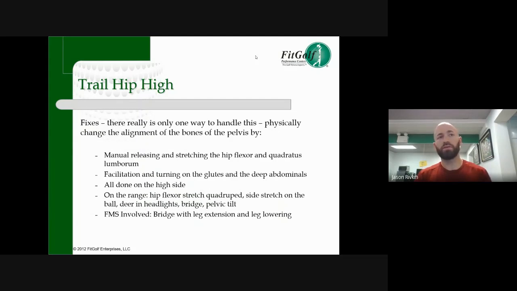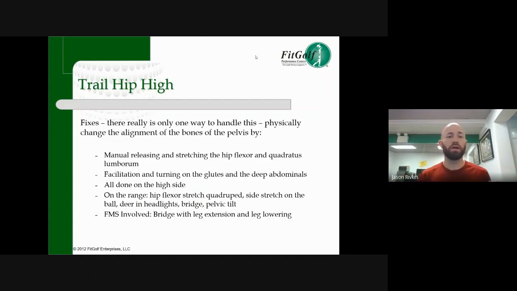Fixes, and Greg is going to go through a couple exercises with you in a moment. As I mentioned, some people, maybe 50% of people, require manual release or massage and manual stretch of those tight tissues, the lower back and the hip flexor. Everybody with this issue is required to strengthen their glutes or activate their glutes and their abdominal muscles. And really, when we're addressing this, it's all done on the affected side. So if we see a trail hip or right hip high, all that work's going to be done on the right side. In the rare case it's left hip high, all the work's going to be done on the left side.